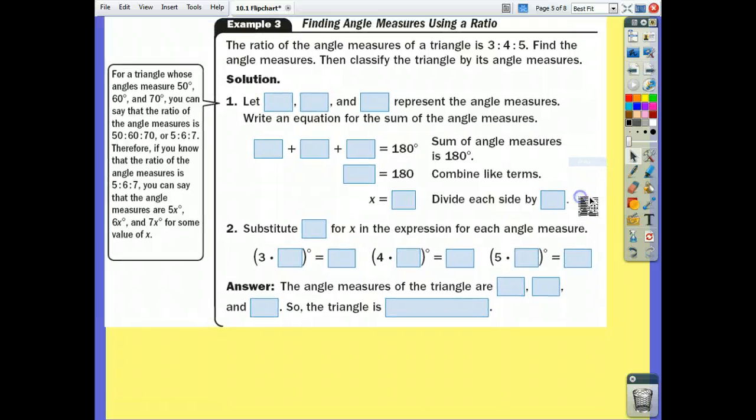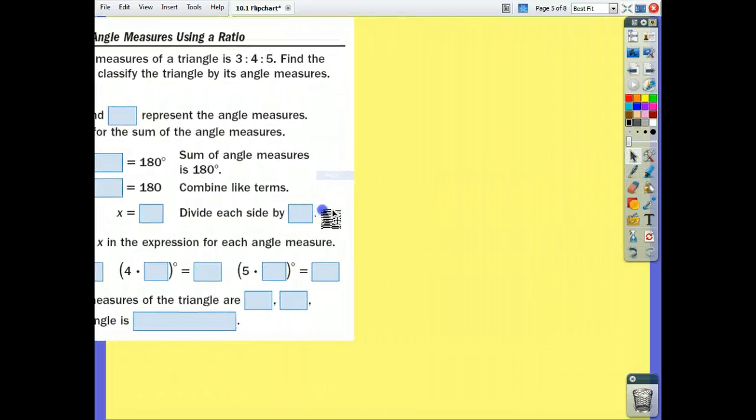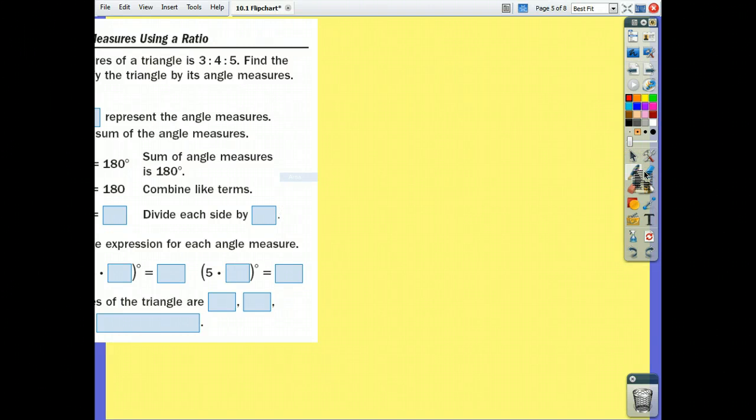There we go. Finding angle measures using a ratio, and you will have these on your test and quizzes. The ratio of the angle measures of a triangle is 3 to 4 to 5. Find the angle measures and classify the triangle by its angle measures. All right? What do we know about angles? They always equal what? I'm going to slide this over so I can write it over here. 180.